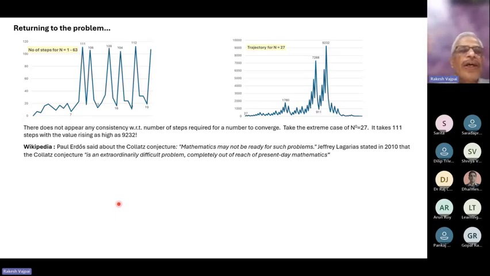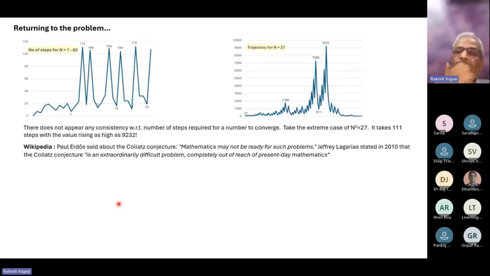If you look at, say for example, numbers 1 to 63, and you try to plot how many steps you require to get to that final convergence, the numbers keep varying very wildly. I've just taken up to 63, but I think it still conveys the message that it's a very wild kind of thing. It doesn't have a predictability of how many steps a given number will require to converge.